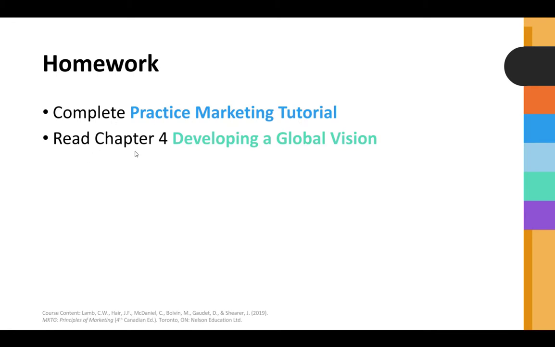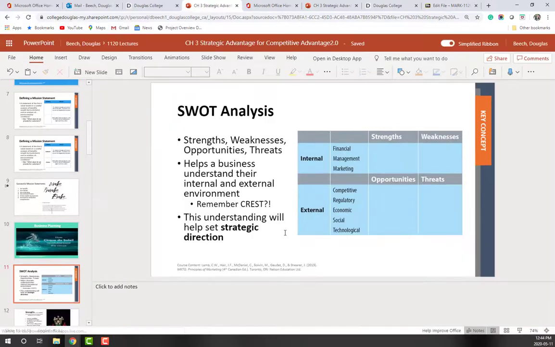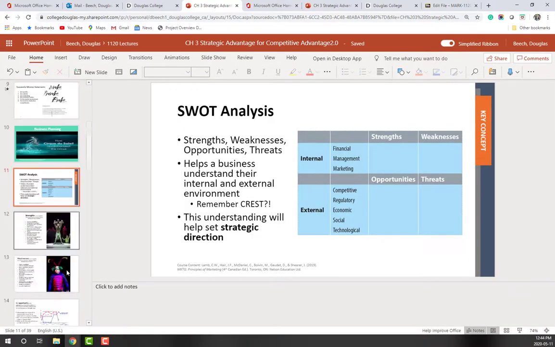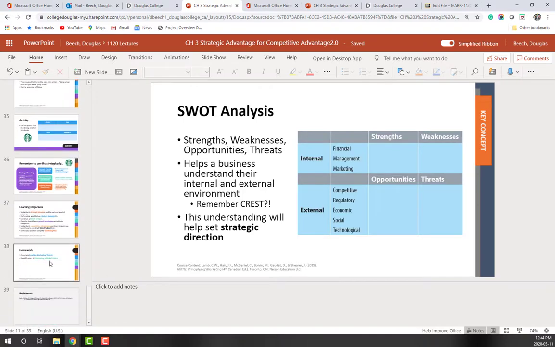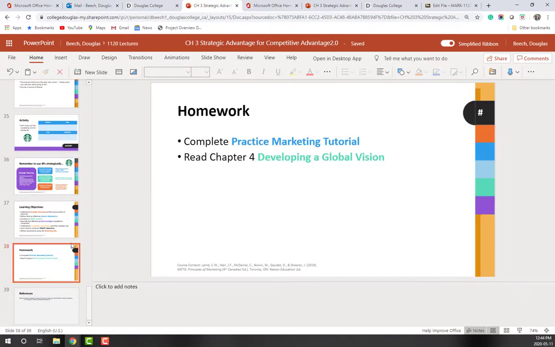Okay. Just to look back at homework, this isn't the homework I think I wanted. Complete marketing practical tutorial, read chapter 4. Well, we know what you should be doing. So you have chapter 2 and chapter 3. You will absolutely want to make sure that you do the pre-reading for that. And I don't know where my other homework slide went off to. And I covered it in chapter 2 as well.